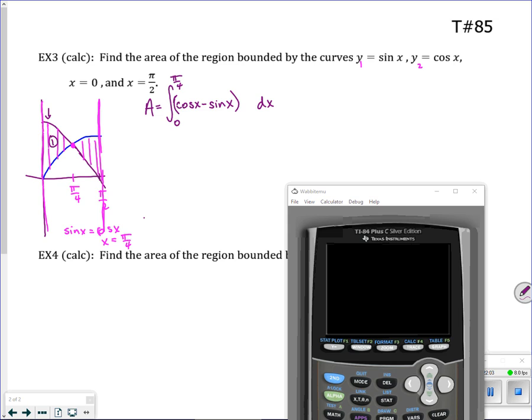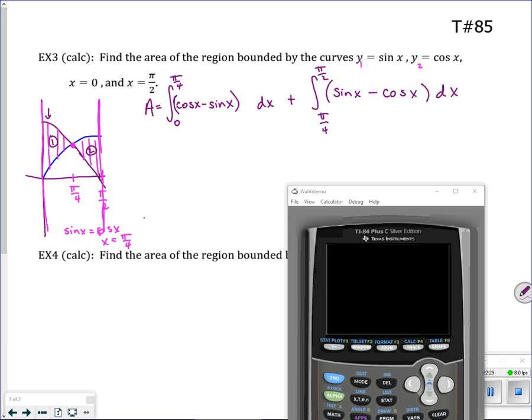Now the second bounded region is going to be from pi over 4 to pi over 2. Now, what curve is on top there? Well, what's on top there? Sine is on top, and then cosine is on bottom.